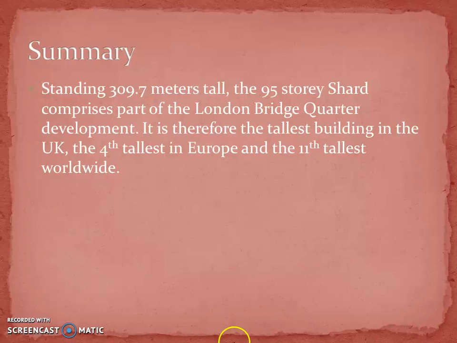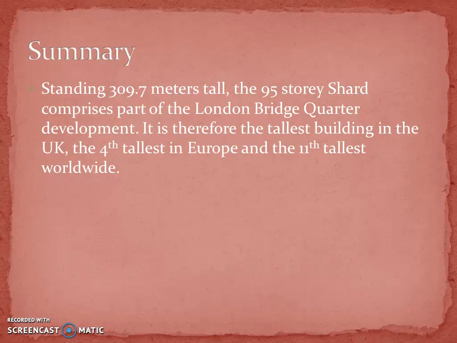So then I'm going to use my precise sentences, and my summary comes out like this. Standing 309.7 metres tall, the 95-storey Shard comprises part of the London Bridge Quarter development. So that's 3 sentences I've squashed down into one using precise language. It is therefore the tallest building in the UK, the 4th tallest in Europe, and the 11th tallest worldwide. Now, I am only talking about skyscrapers there. I am only talking about the building, and I've squashed and compressed my language to make sure that it is very clear, very simple, and summarised.